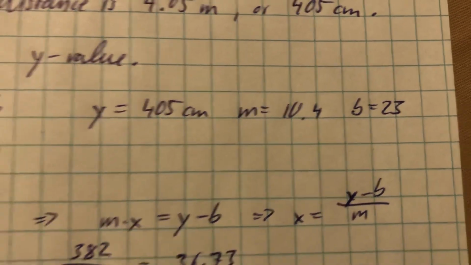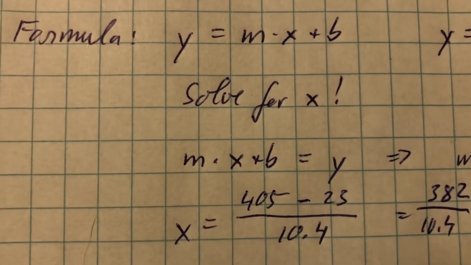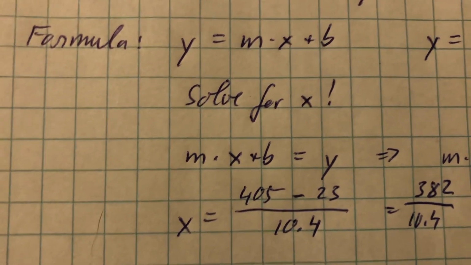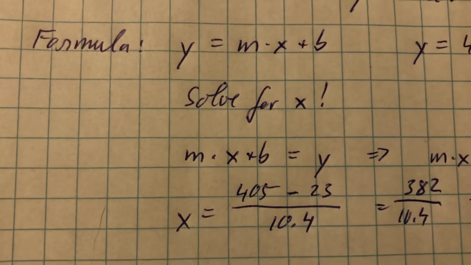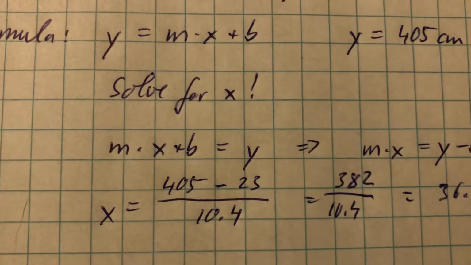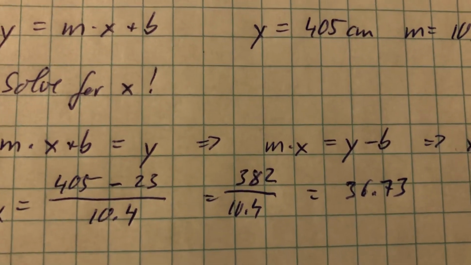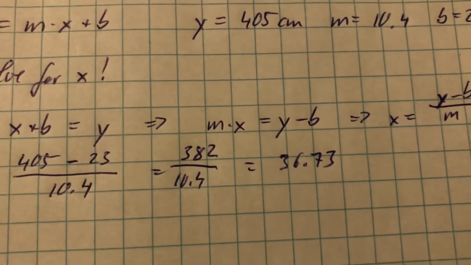Now we can plug in the numbers. So the numbers we had was 405 for y, minus the 23 that we calculated b to be, and divided by the slope, which was 10.4. We calculate that, and we get 36.73. So we're supposed to use 36.73 rubber bands.